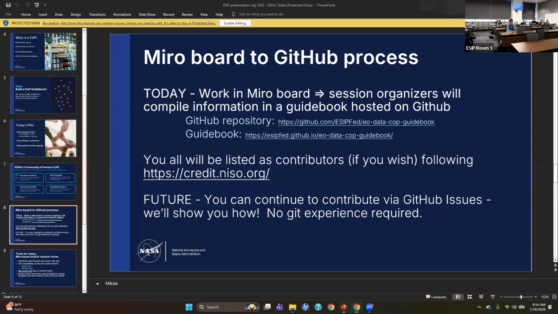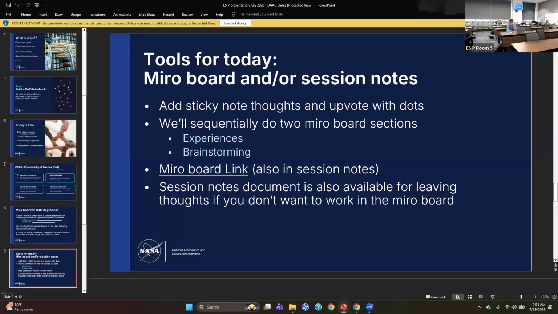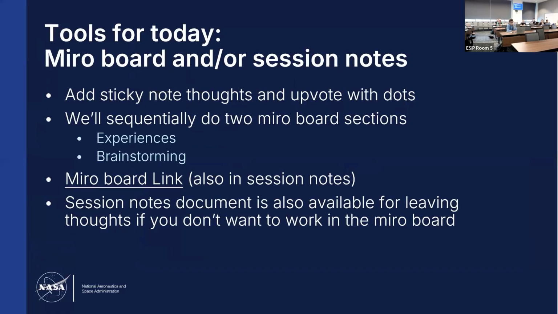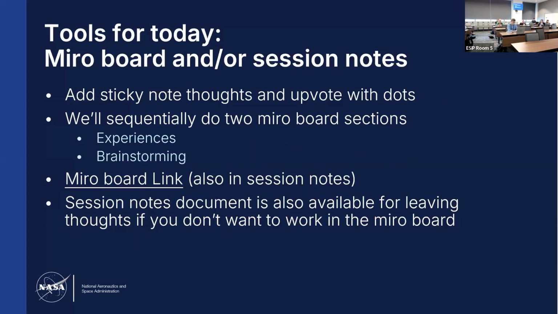Let's see, PowerPoint. Okay, I think I did this already. So again, we have the sticky notes, upvoting. We'll sequentially do those Miro board sections, just like I mentioned. So that intro, rose, thorns, and buds, as well as the four sections of the guidebook. And remember, the Miro board link, and I see all of you were in there, is in the session notes. And you can also use the session notes, as Diane said, for leaving thoughts. All right, so I think that is it for now.